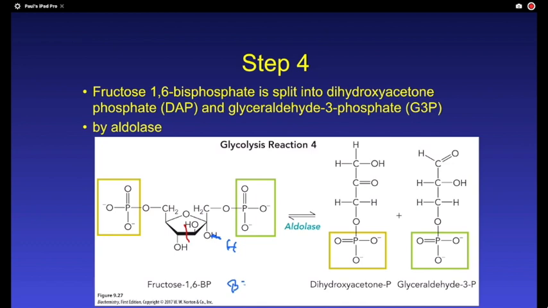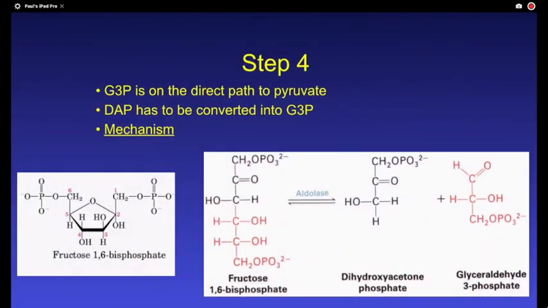And so the base is going to come and take this proton. The electrons will form the double bond, and I will pick up a proton. So before I can do anything, I have to make this the straight chained version. And so fructose 1,6-bisphosphate written in the straight chain breaks into two different intermediates. And I said the enzyme becomes part of the mechanism.